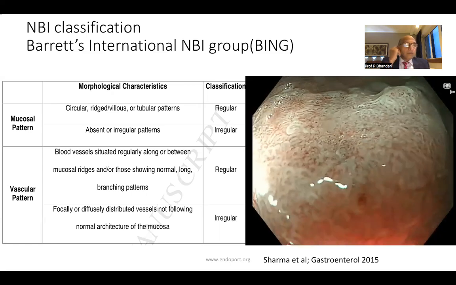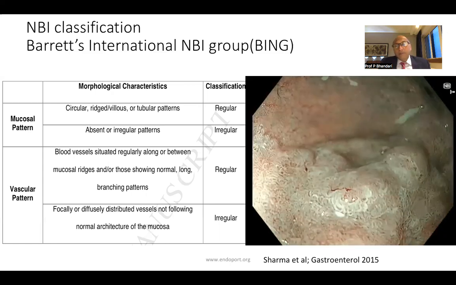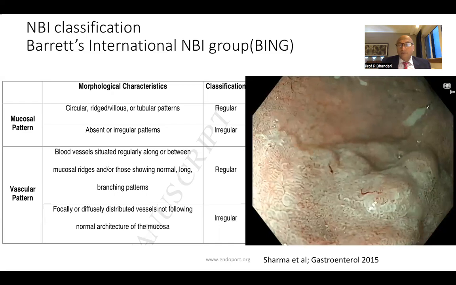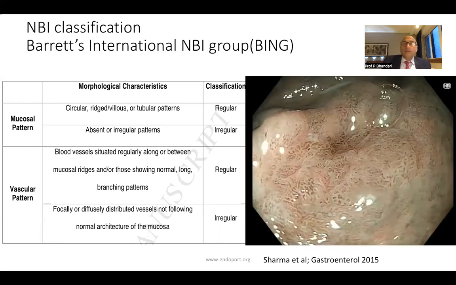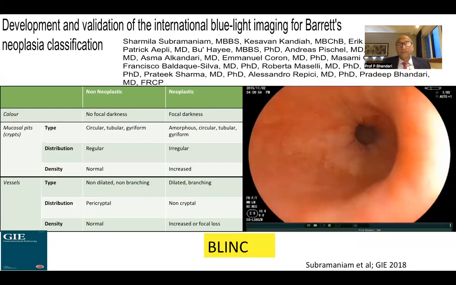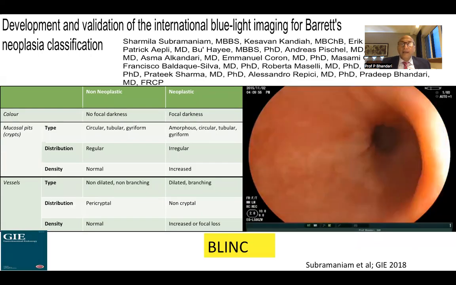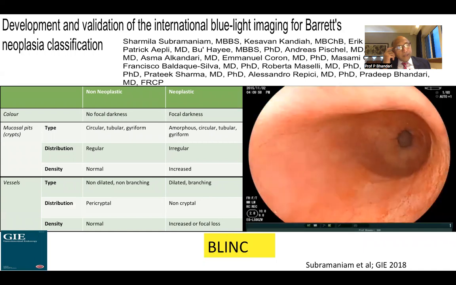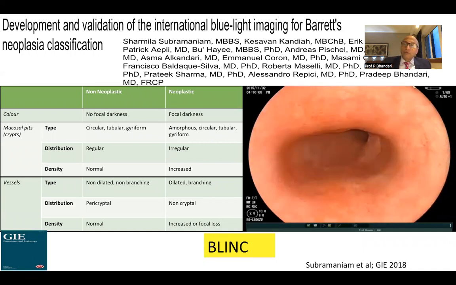And Prateek Sharma's group has produced this very simple NBI classification, which you can use to detect these kinds of lesions. You can use BLI and use this BLINK classification, which we published a few years ago.